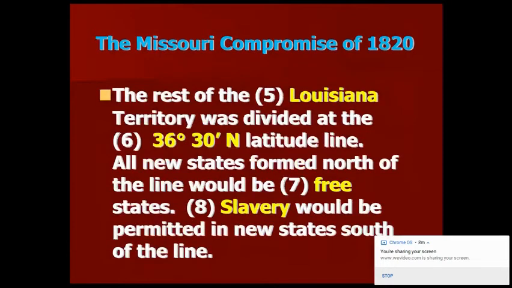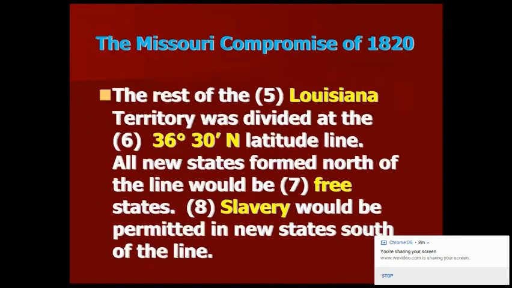Another part to the Missouri Compromise then, so there's Missouri coming in, there's Maine coming in, and then to resolve any disputes that might come up in the future over the territory or the land that we're getting in the West, they decided to put a line on the map. So if you could write on your sheet, the rest of the Louisiana Territory was divided at the 36° 30-minute north latitude line.